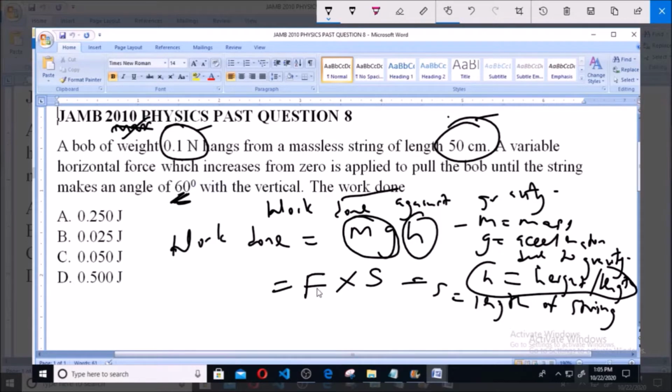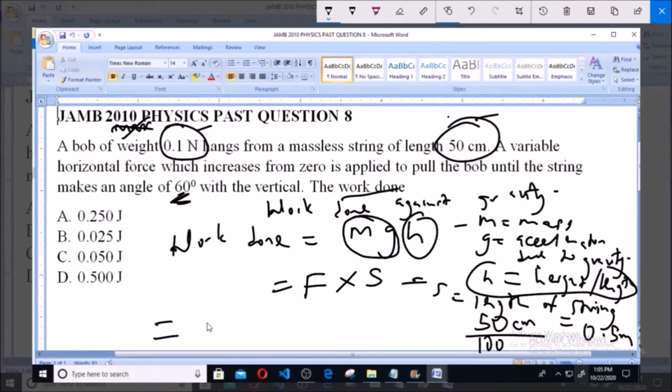Now, our force has been given to us in Newton, which is the weight of the bulb, and our length of string is given to us in centimeter. Now you can't make your calculation using centimeter. You have to convert to the SI unit, which is meters, by dividing by 100. So if you divide by 100, it will give you 0.5 meters. So you are all set to apply the F times S formula.